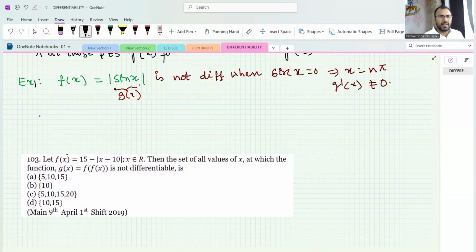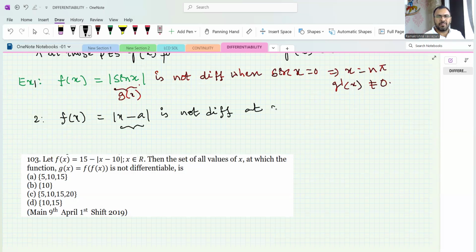Another example: f of x equal to modulus of x minus a is not differentiable when x minus a is 0, that is, when x equal to a.